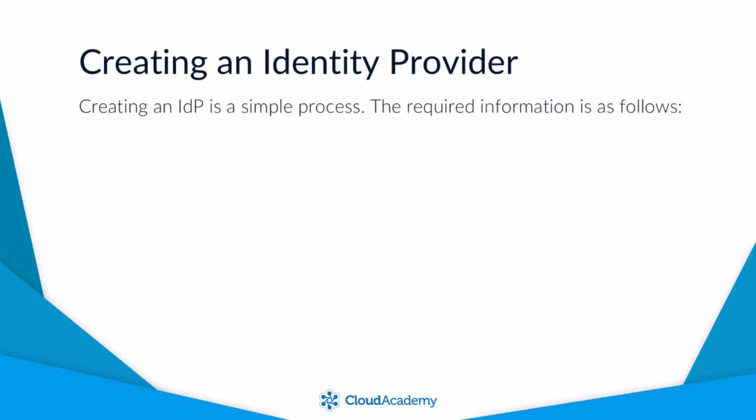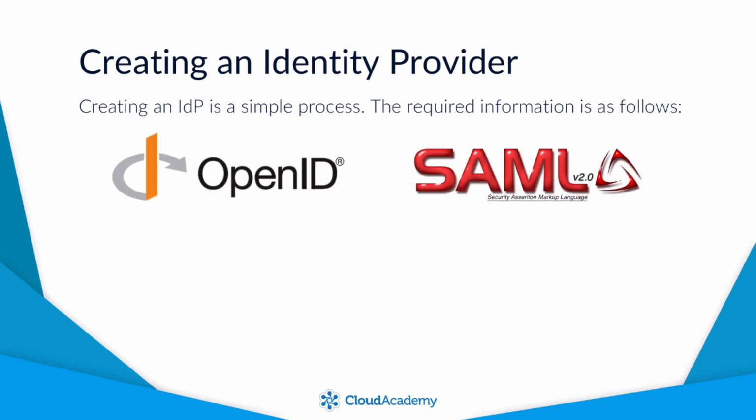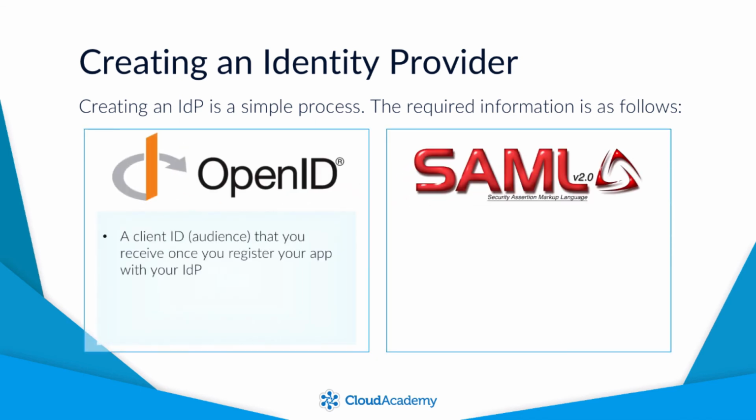To use federation within IAM, you must first create an identity provider, which is a simple process providing you have the correct information from your chosen identity provider first. This required information is as follows. For OIDC providers, you will need a client ID, also known as an audience, which you will receive once you have registered your application with your identity provider. This ID is usually a unique identifier. You must also obtain a thumbprint to verify the certificate of your identity provider.